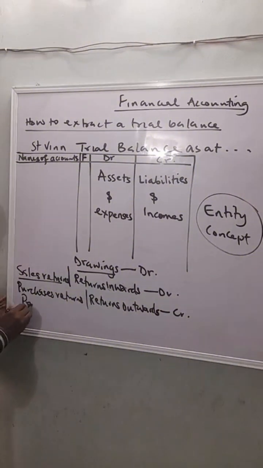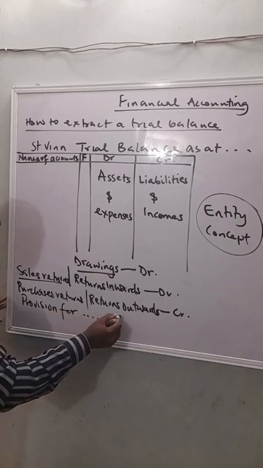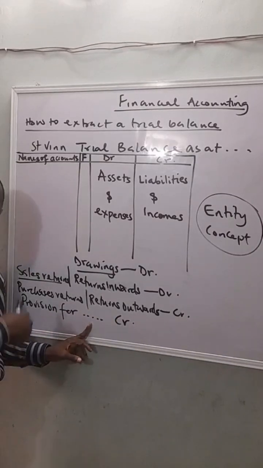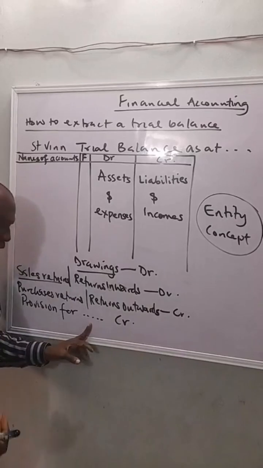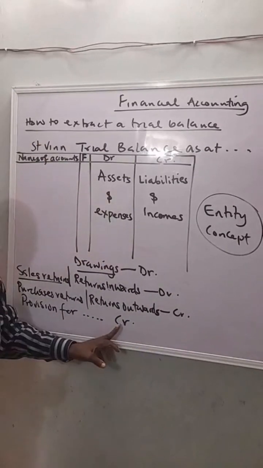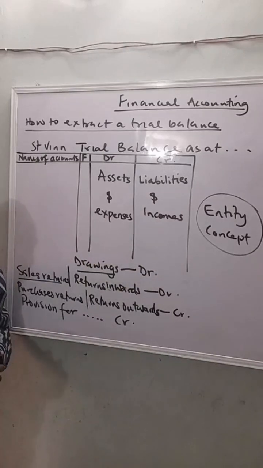Finally, we have what we call provisions for anything. Whether provisions for bad debt or provision for statutory reserve or provision for depreciation or provisions, the double entry allows it to be credited to the trial balance.